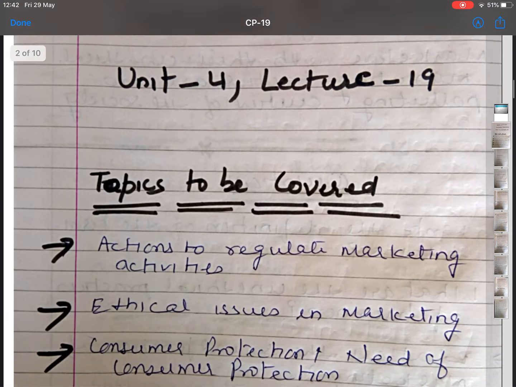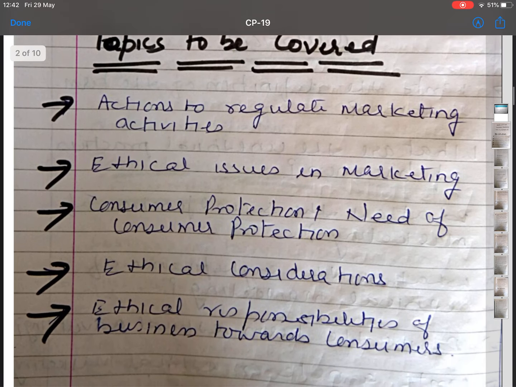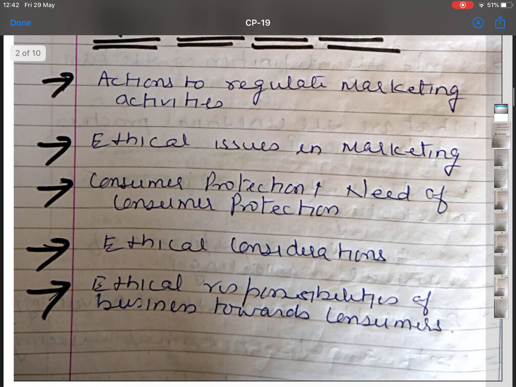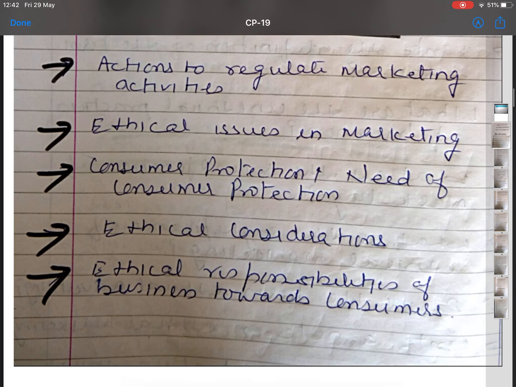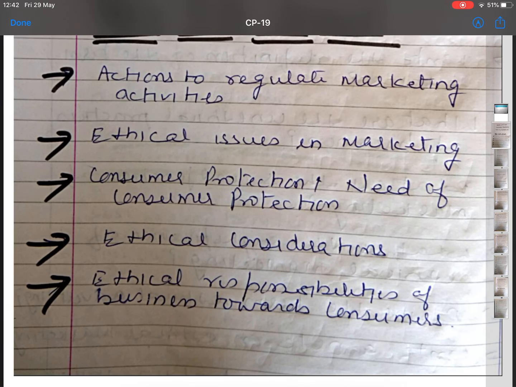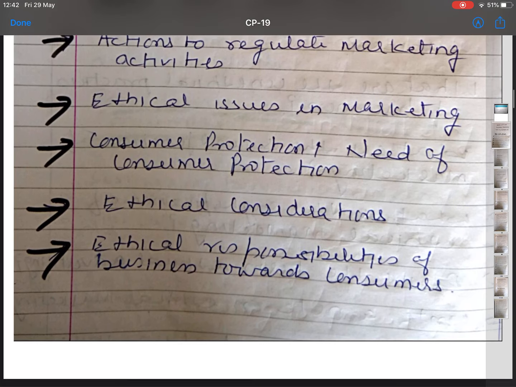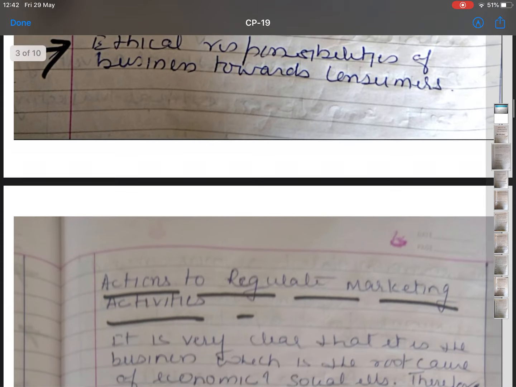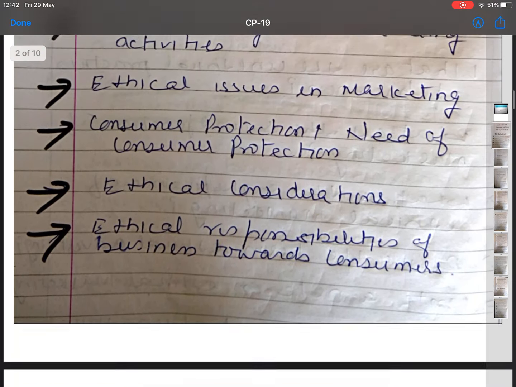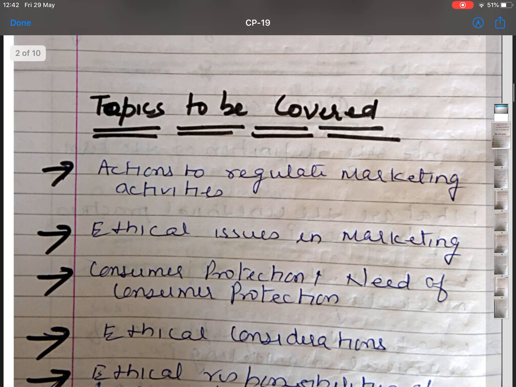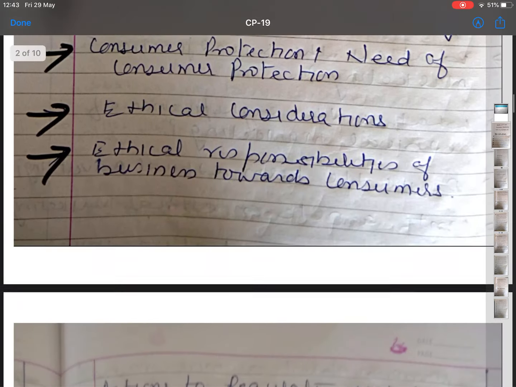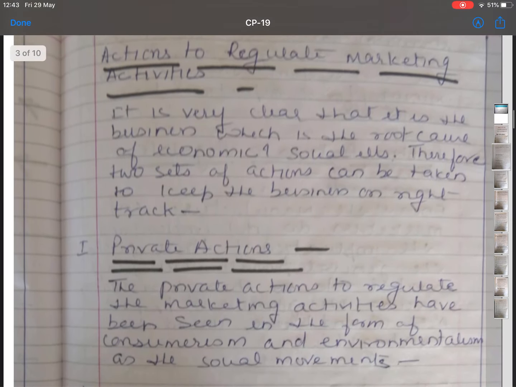The topics I'm going to cover in this lecture are actions to regulate marketing activities, ethical issues in marketing, consumer protection and need of consumer protection, ethical consideration, and ethical responsibilities of business towards consumers. In the last lecture, lecture number 18, we started ethical marketing. We discussed the meaning of ethics, then ethical marketing, and the impact of unethical marketing. I'm starting with the first topic, that is actions to regulate marketing activities.